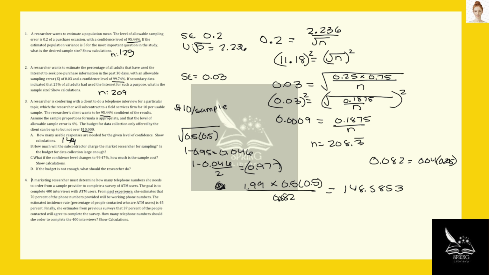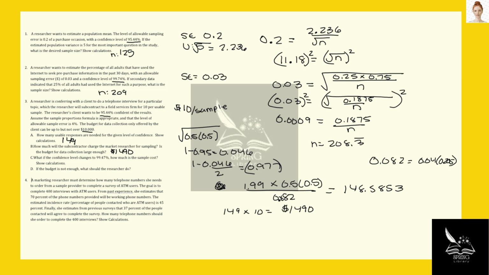And it says, how much would the subcontractor charge the market researcher for sampling? Is the budget enough? So you would do 149 times 10, and 149 times 10 is 1,490. So the budget is enough, 1,490.